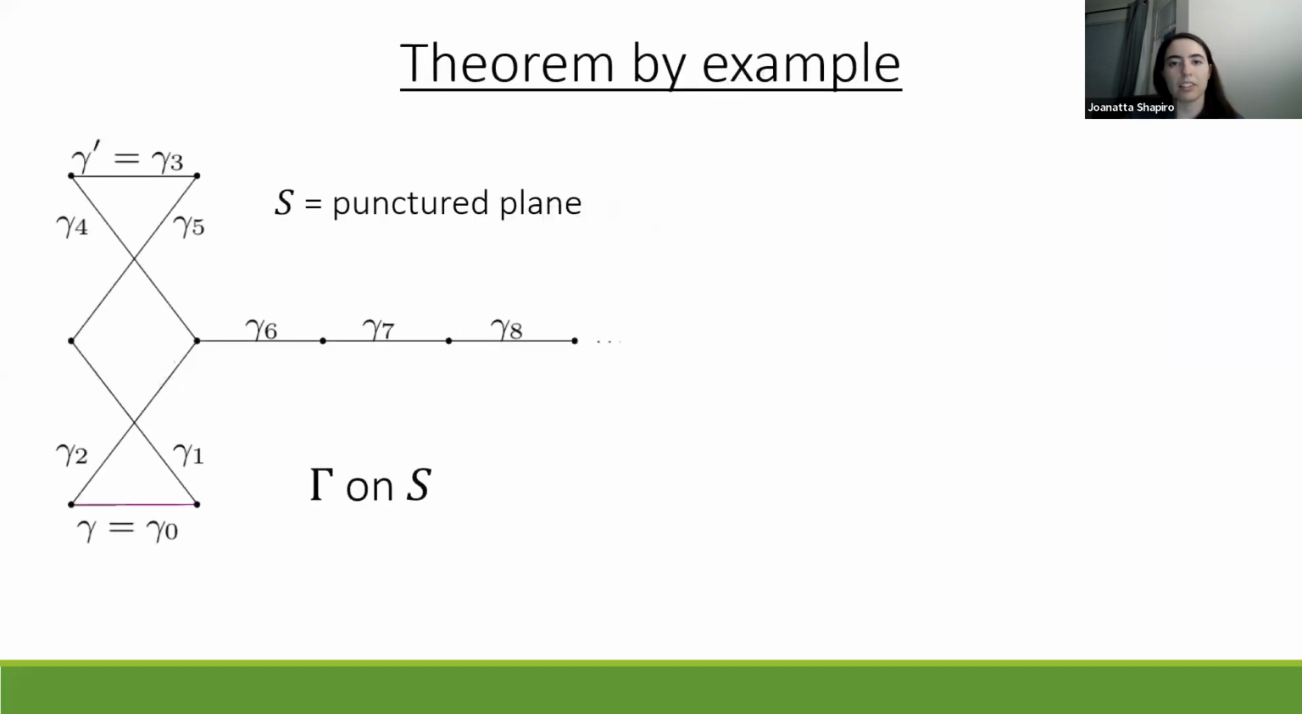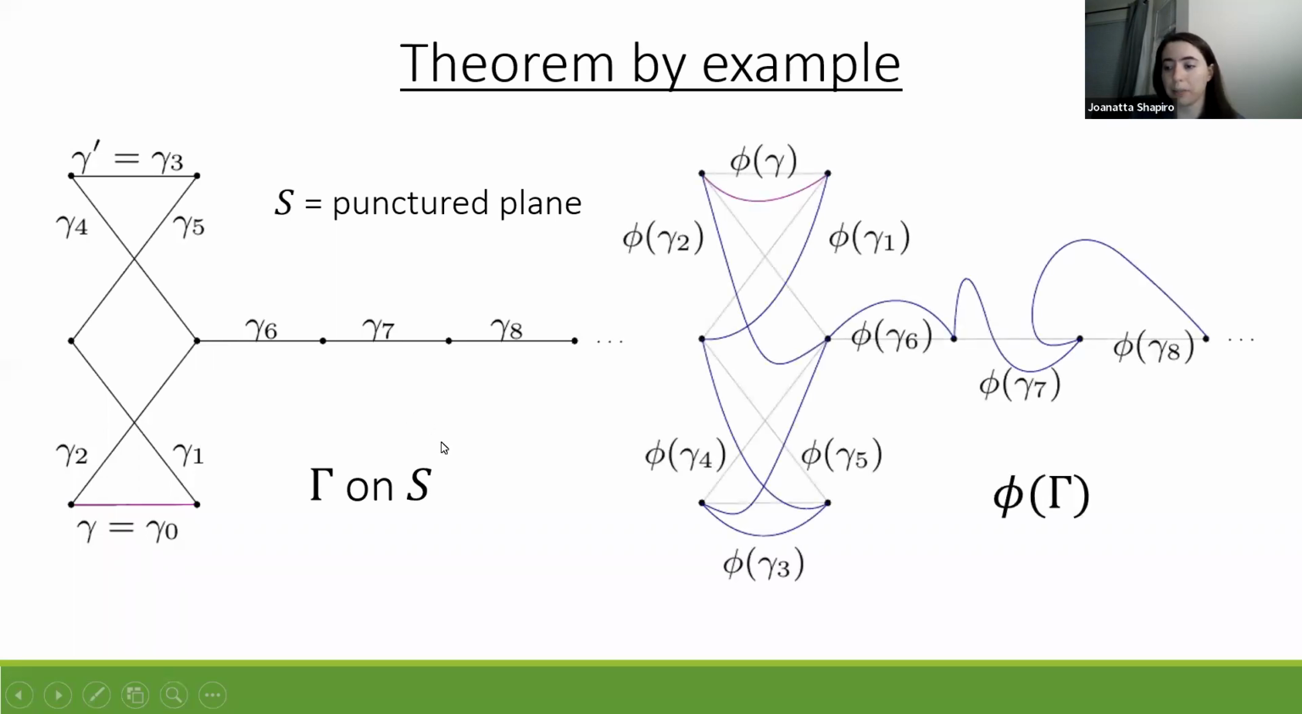All right, so let's take a look at a theorem by seeing an example. Let's take the surface to be a punctured plane with these punctures just marching off to infinity on the right, and our Alexander system to be gamma. So all of these arcs connect our punctures. All we need now is a homeomorphism, and we have one.